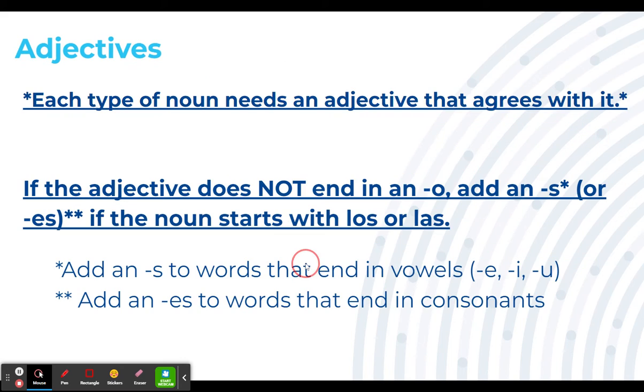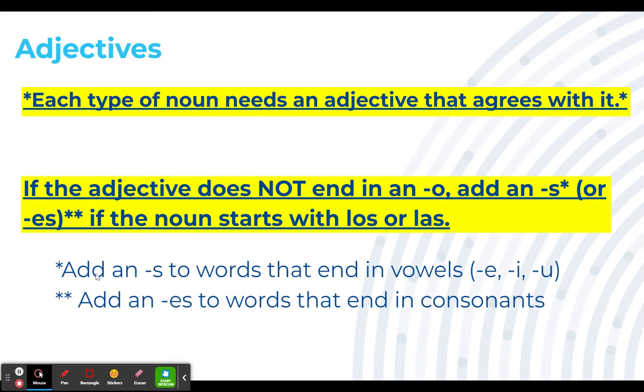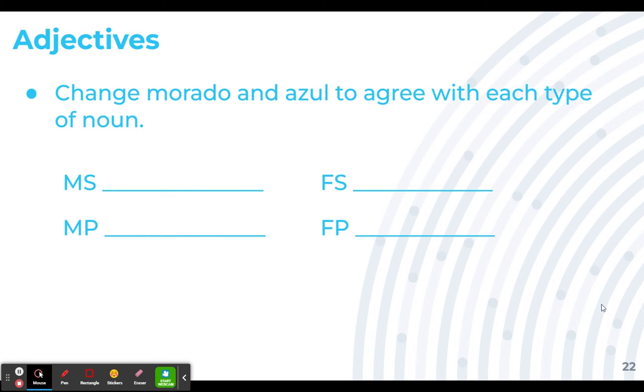And there are other types. Each type of noun needs an adjective that agrees with it. Go ahead and highlight that. And if the adjective does not end in an O, add an S or an ES if the noun starts with los or las. So go ahead and highlight that. And just a little hint, you add an S to words that end in vowels, E, I, U, and we add an ES to words that end in consonant. So that's how you make those things plural.